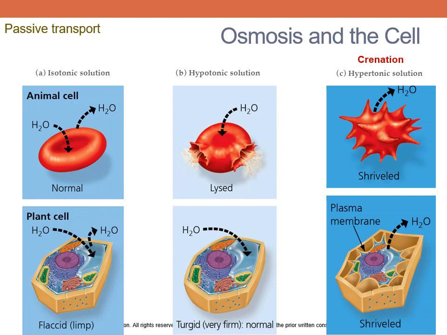In this case, water will leave both types of cells. The red blood cell will become shriveled. The plant cell will also lose water, and the cell membrane may pull away from the cell wall. The red blood cell may not recover if too much damage is done, but the plant cell is more likely to become rehydrated if returned to hypotonic conditions.